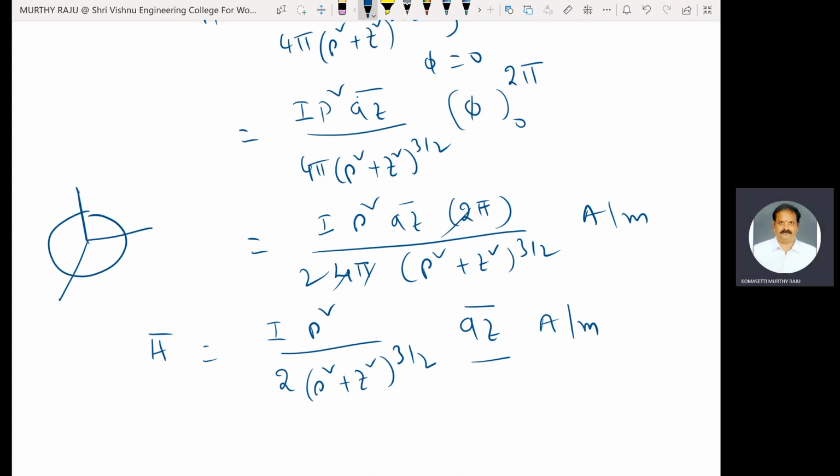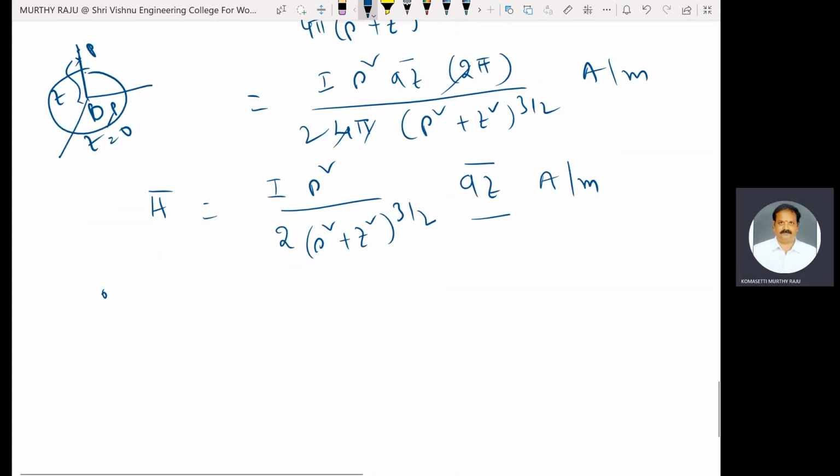This is the point P on the axis of the circular loop. Suppose this point is shifted to the center. Previously, the point P was at a distance Z from the origin. Here the point P is at the origin, that means Z is equal to 0.